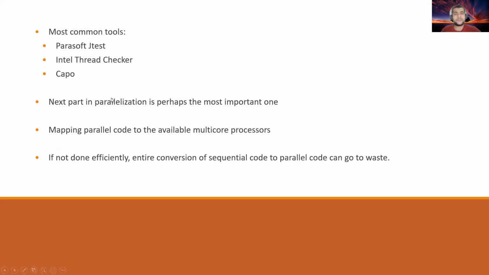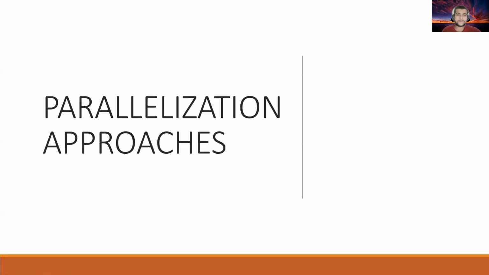Okay, so if you think about it, after doing the static and dynamic analysis, we refactored the code, we've identified parallelism and all that. Then the next most important part would be mapping the parallel code to the available multi-core processors. Because if this isn't done properly, then all that time and effort that's been put into refactoring the code is just gone to waste. So that needs to be done really carefully.